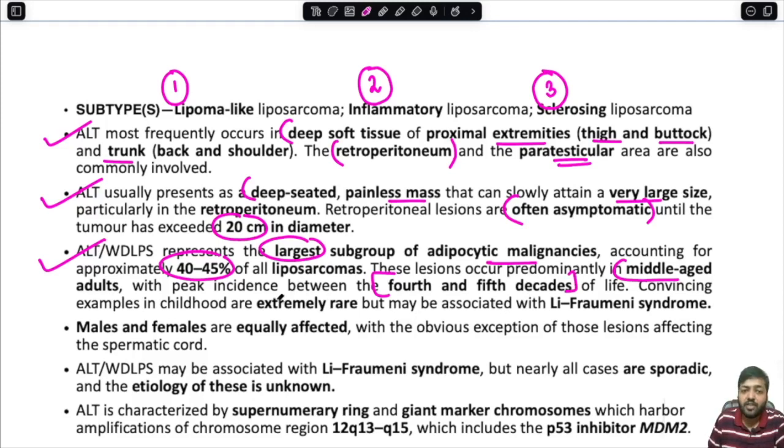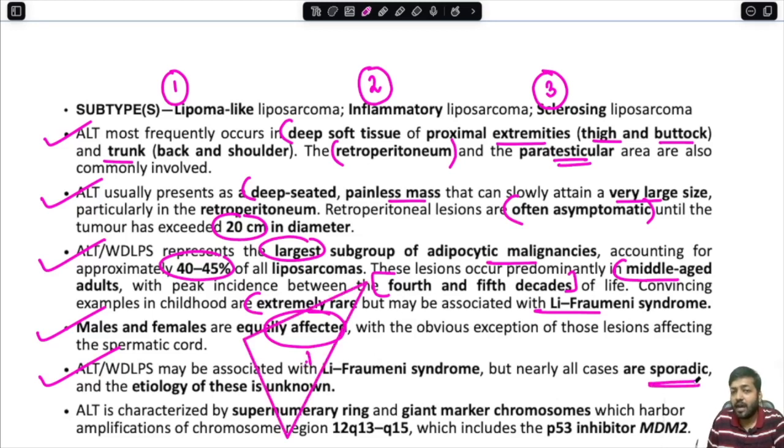Convincing examples in childhood are extremely rare but may be associated with Li-Fraumeni syndrome. Males and females are equally affected, with the obvious exception of those lesions affecting the spermatic cord. ALT/WDLPS may be associated with Li-Fraumeni syndrome, but nearly all cases are sporadic in nature, and the etiology of these is unknown.